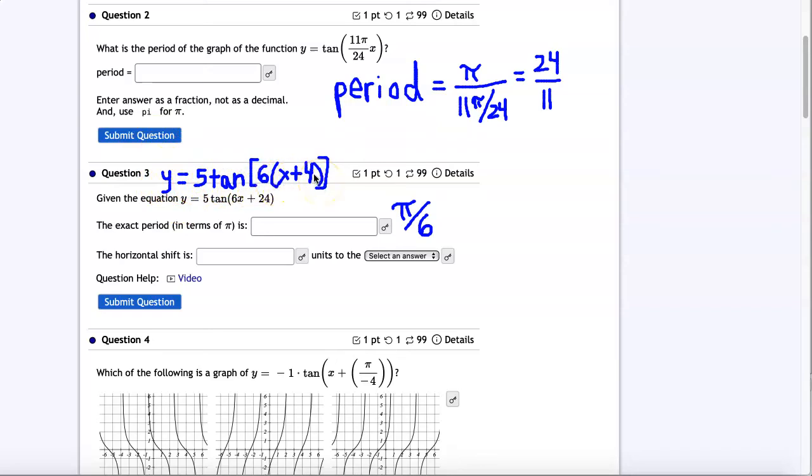This then shows that I have a phase shift. Well, we don't call it phase shift for tangent and cotangent. We just call it horizontal shift. We have a horizontal shift of -4. So that would mean 4 units to the left.